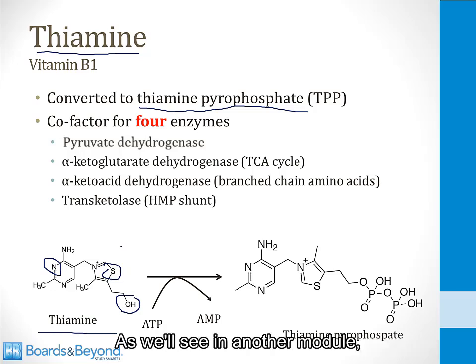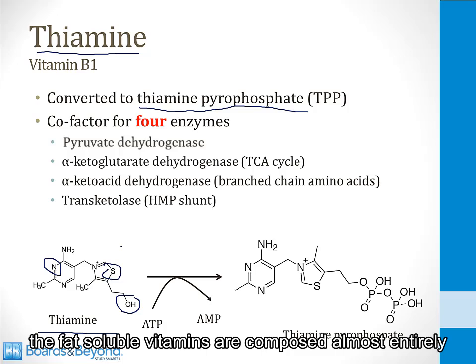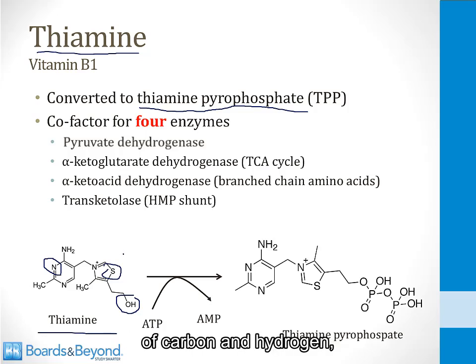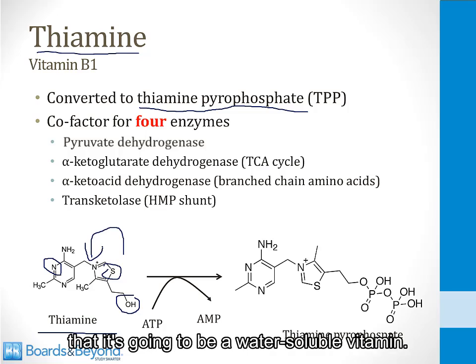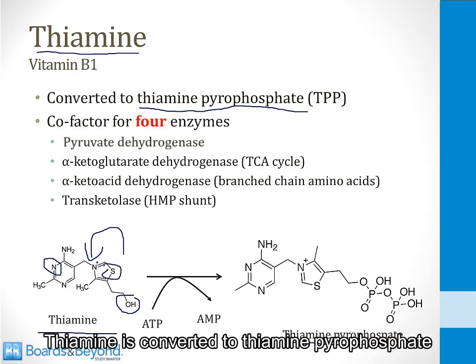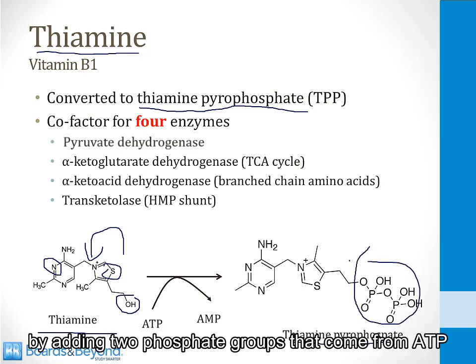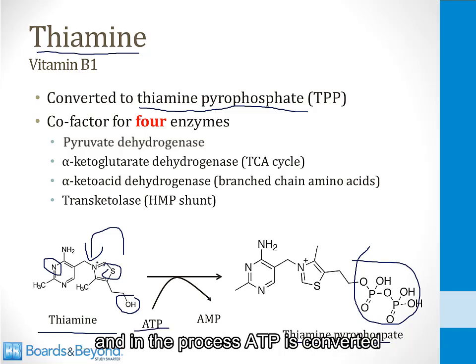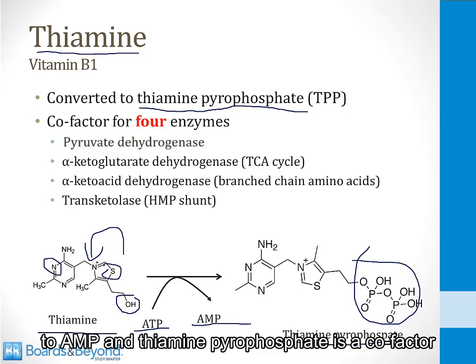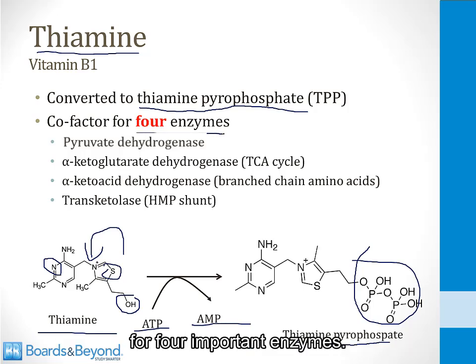As we'll see in another module, the fat-soluble vitamins are composed almost entirely of carbon and hydrogen. That is not the case for thiamine. That makes it easy to remember that it's going to be a water-soluble vitamin. Thiamine is converted to thiamine pyrophosphate by adding 2 phosphate groups that come from ATP, and in the process, ATP is converted to AMP. And thiamine pyrophosphate is a cofactor for 4 important enzymes.